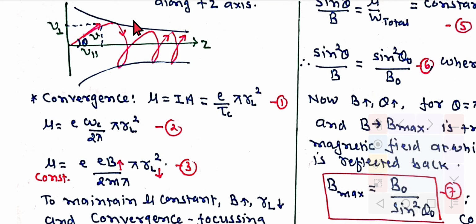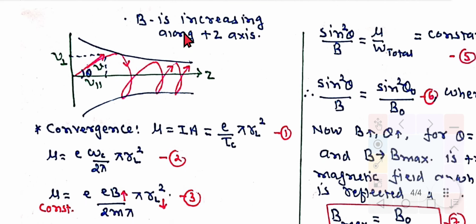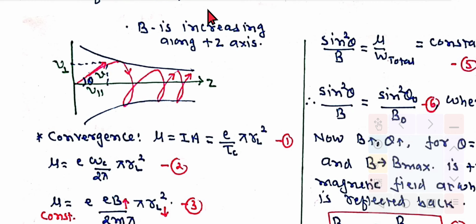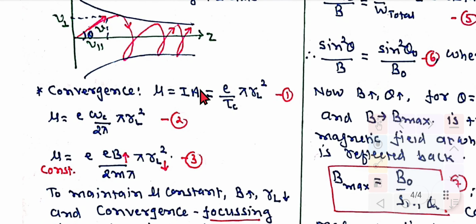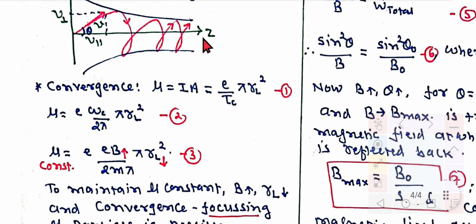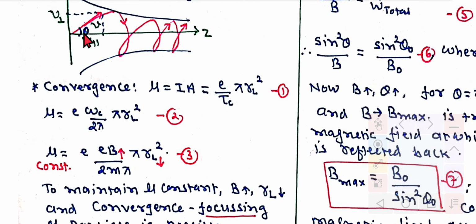So in this way, convergence of a particle or focusing of a particle becomes possible, and we can say how the converging magnetic field acts like a mirror. This type of increasing magnetic field, for which the radius of the gyrus of the particle will be decreasing and decreasing, is called a converging magnetic field or focusing magnetic field.